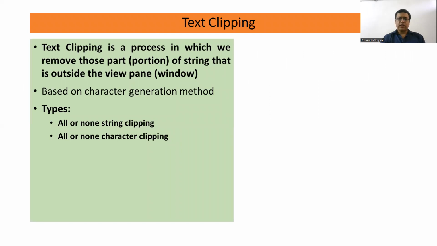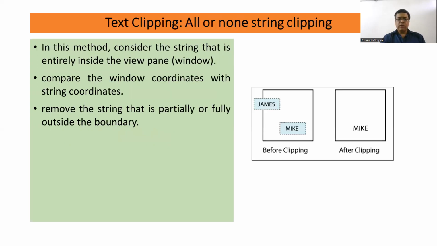Another scenario is text clipping. Text clipping is a process in which we remove those parts of the string that are outside the view plane or window. Based on the character recognition method, it may have two types: all or none string clipping, and all or none character clipping. In all or none string clipping, consider the string that is entirely inside the view plane. Compare the window's coordinates with the string coordinates, and remove the string that is partially or fully outside the window.